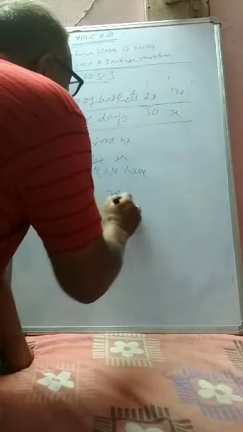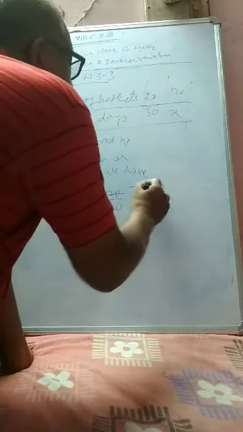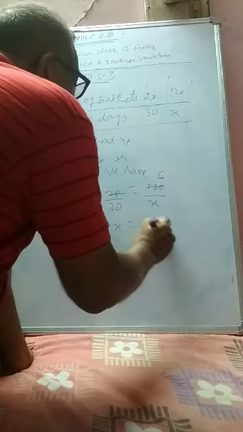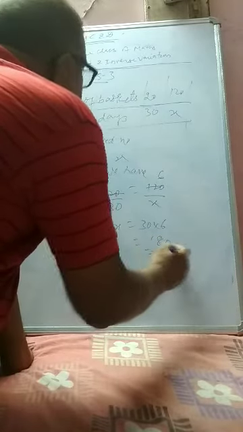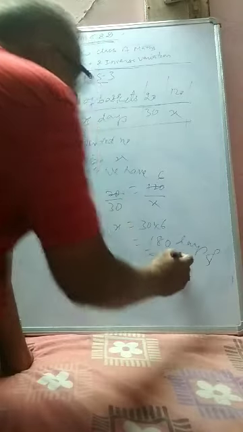So according to the question, 20 by 30 is equal to 120 by x. Therefore, x is equal to 30 into 6, that is 180 days. It is the answer.